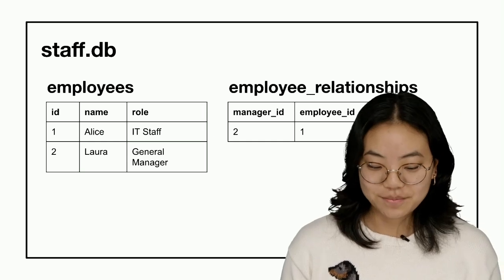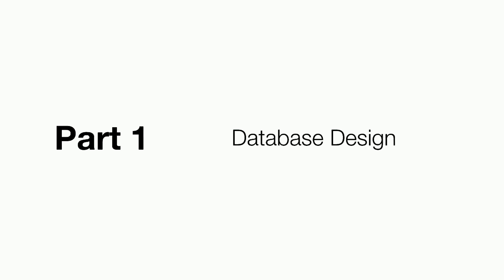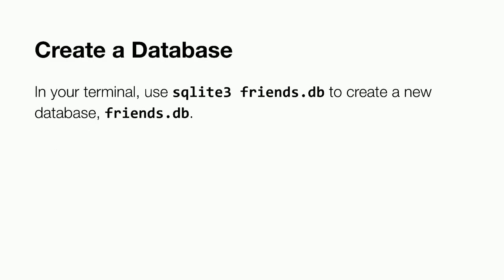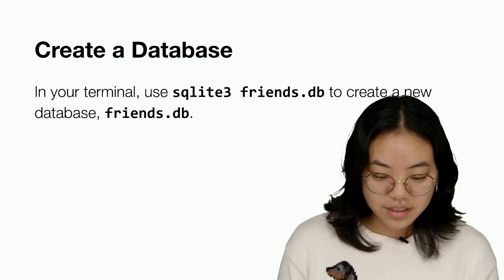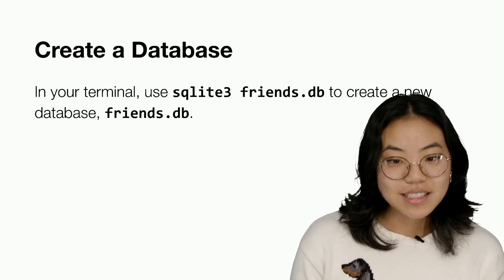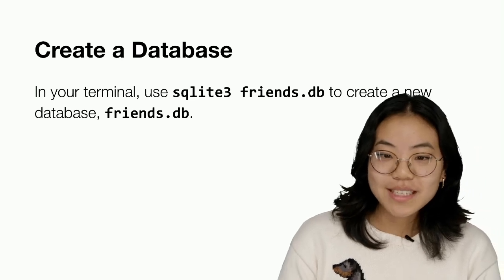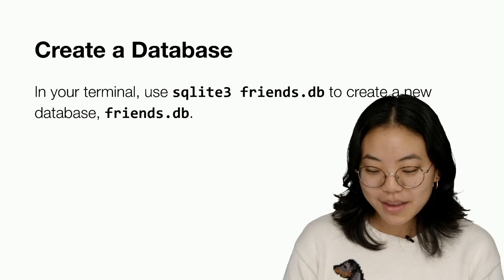All right, okay. So let's get started with actually designing a database of our own. So let's go with an example here. We're going to make a database called friends.db, and I'm going to hopefully keep track of some of the friends I have, some information about them.